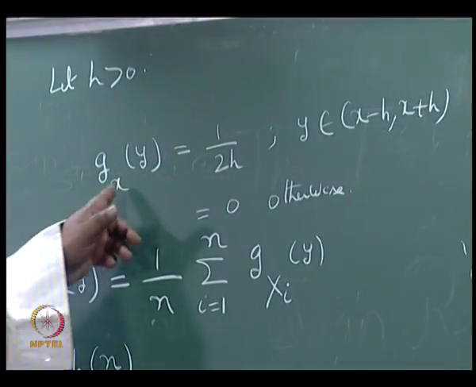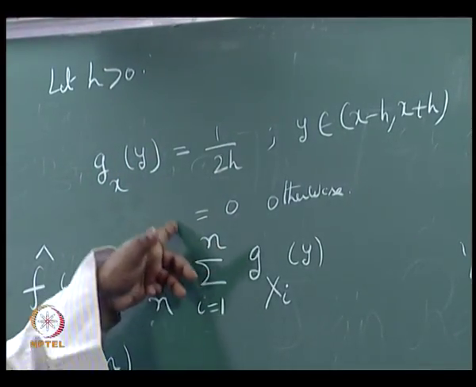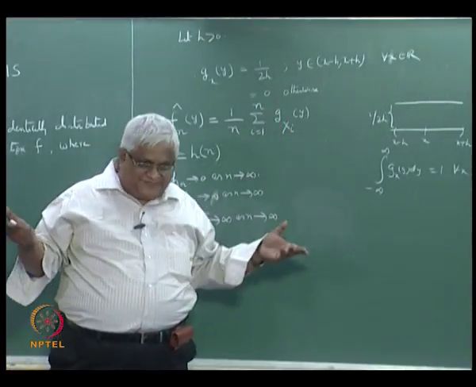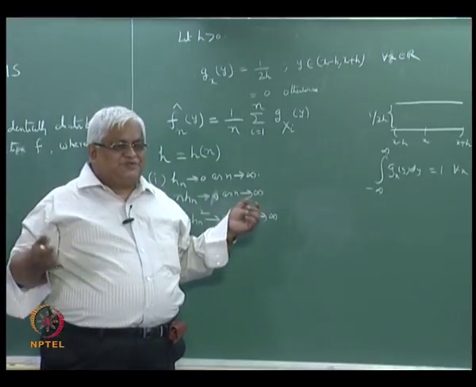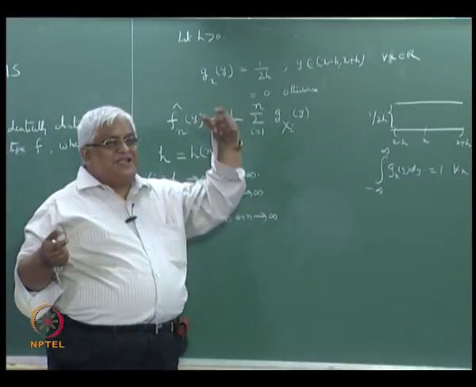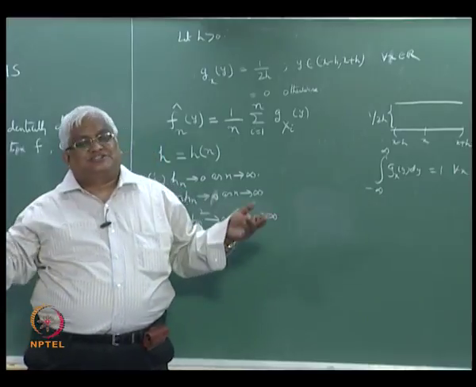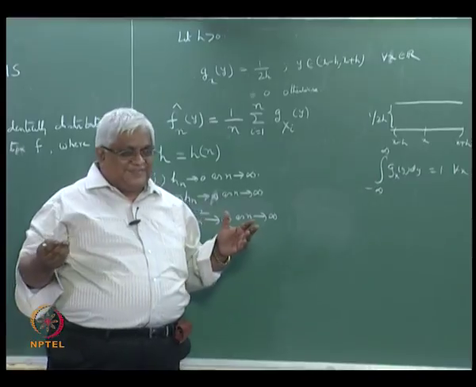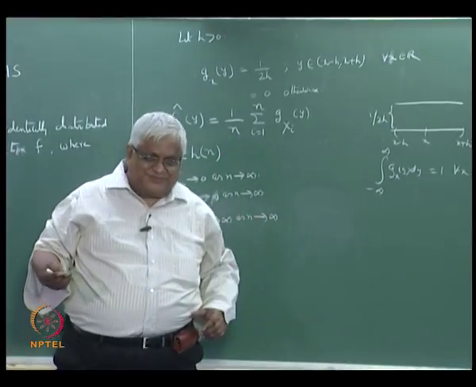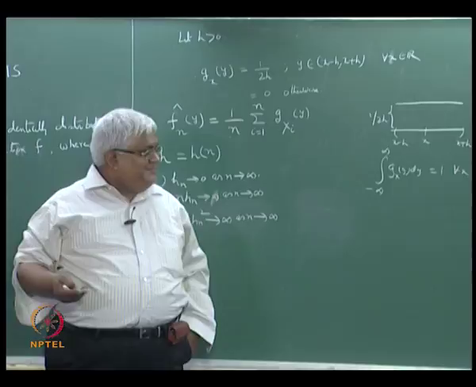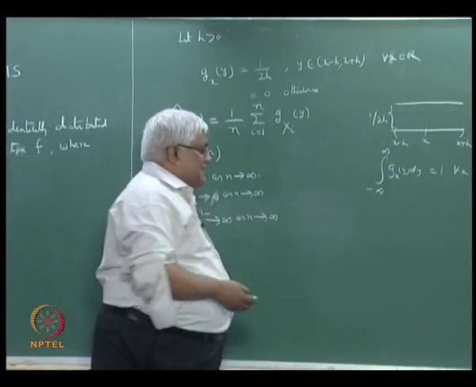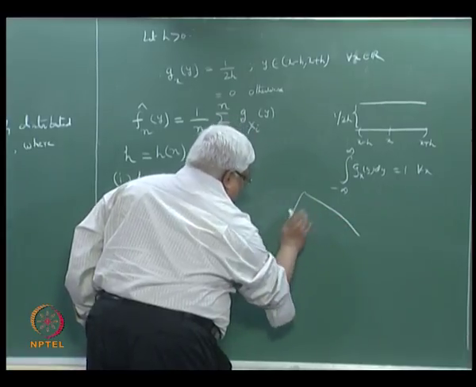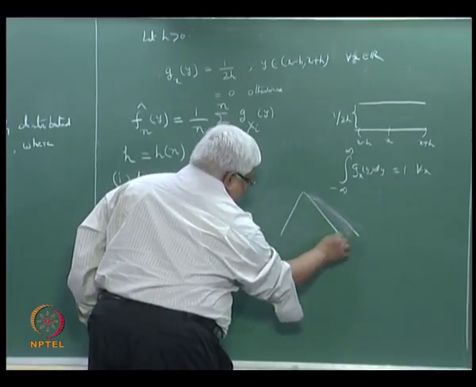Now, let us look at this function. This is uniform distribution as you know it. You might ask me a question. Suppose I do not take uniform, I take some other distribution, then what is going to happen? Yes, you need not take uniform distribution. You can take, say for example, a triangular distribution, a symmetric triangle.